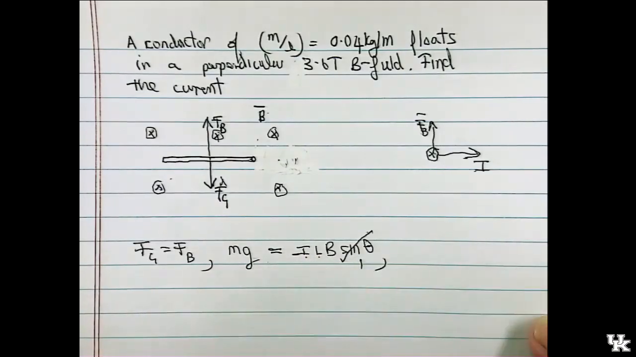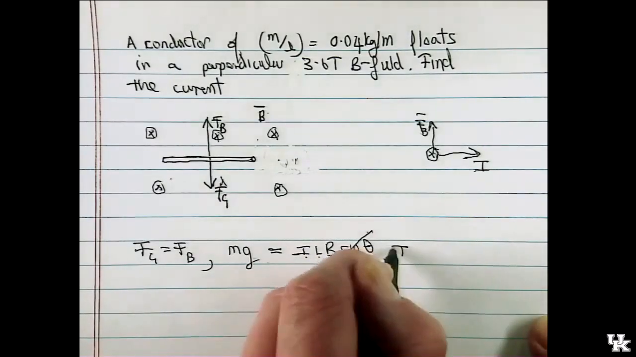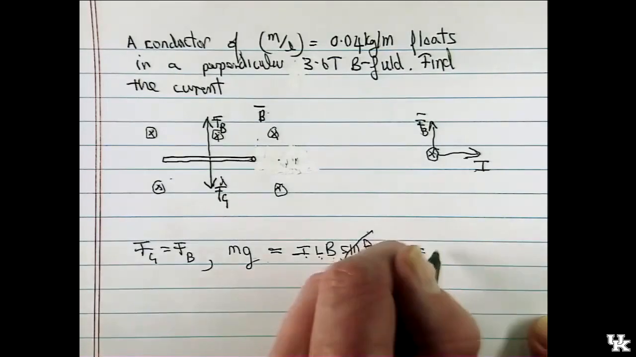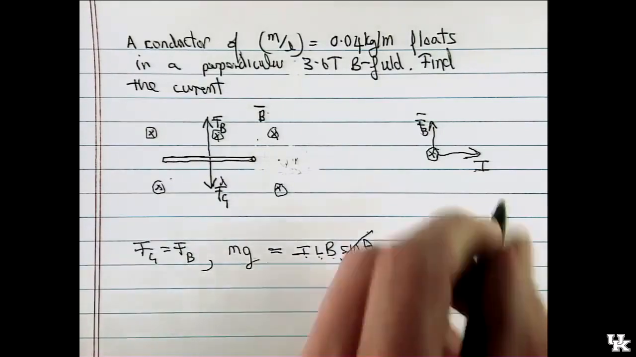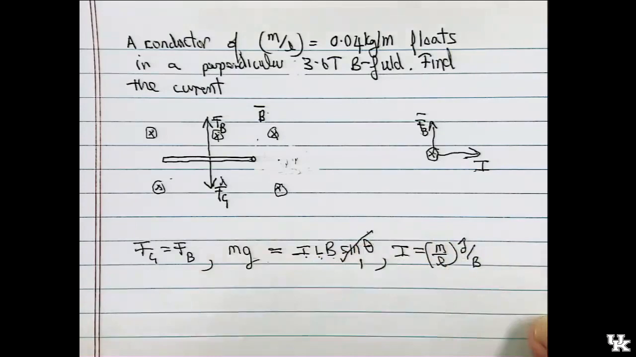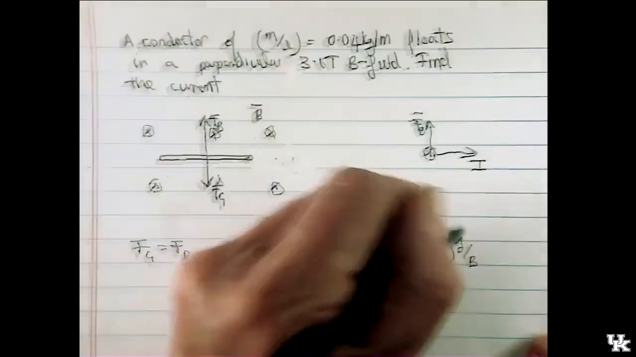We can rearrange that for the unknown, which is the current. I just have to divide through by L and B. If I do that, I get I equals m over l times g over b. So that's the rearranging of the equation. I wrote it, it's not a very good g, is it?